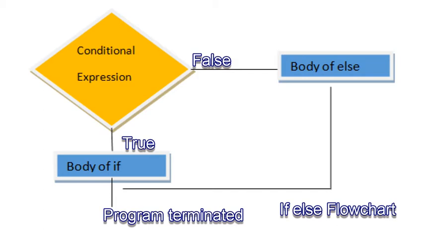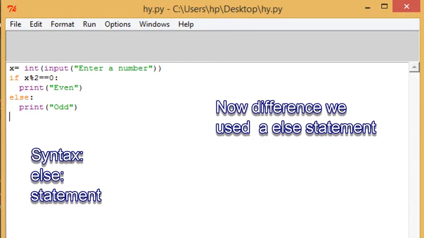Let us understand with the help of an example. What we are doing here is taking a number from the user.